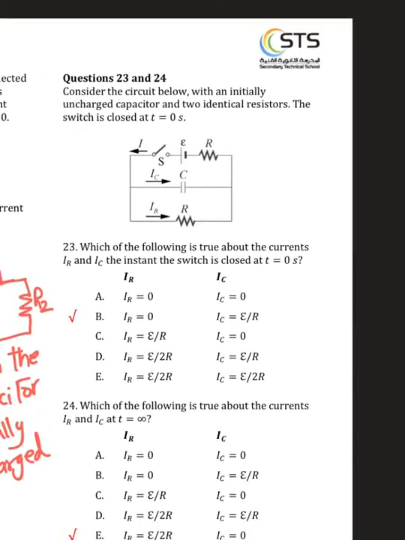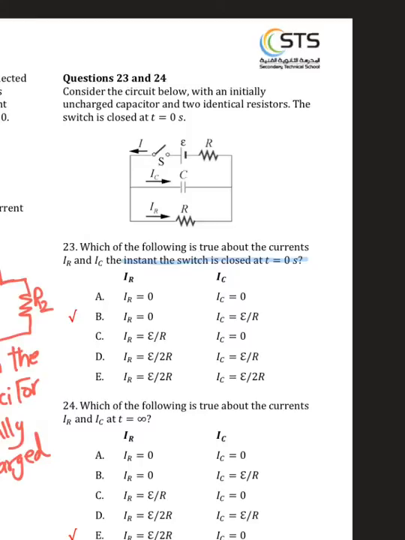Okay, now let's consider the circuit below with an initially uncharged capacitor and two identical resistors. The switch is closed at t equal to 0. Which of the following is true about the currents IR and IC the instant the switch is closed? So let's rewind and check the steps.